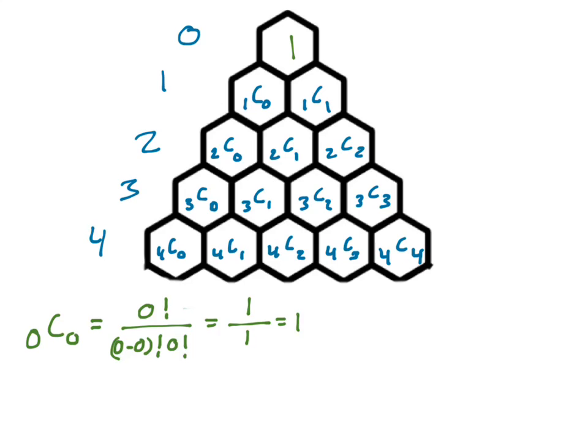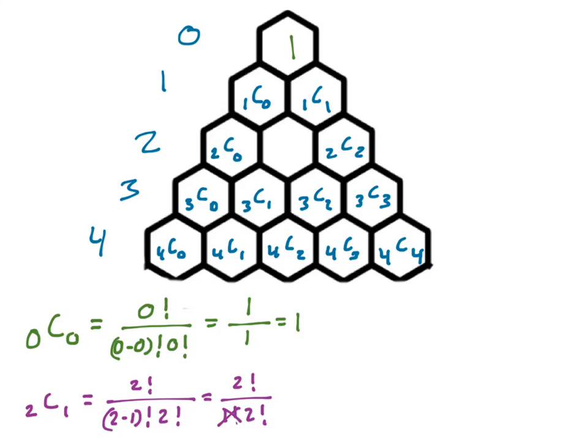Okay, and then let's see. I'm going to skip around, but you've got to do all of them. I'm going to do this one right here. Let's do 2 choose 1. That equals 2 factorial on the top, and on the bottom 2 minus 1 factorial times 2 factorial. So on the top, we still have 2 factorial. On the bottom we get 1 factorial times 2 factorial. And 1 factorial isn't going to do anything, so let's just cross them out. Oh look, 2 factorial divided by 2 factorial. What's that going to be?